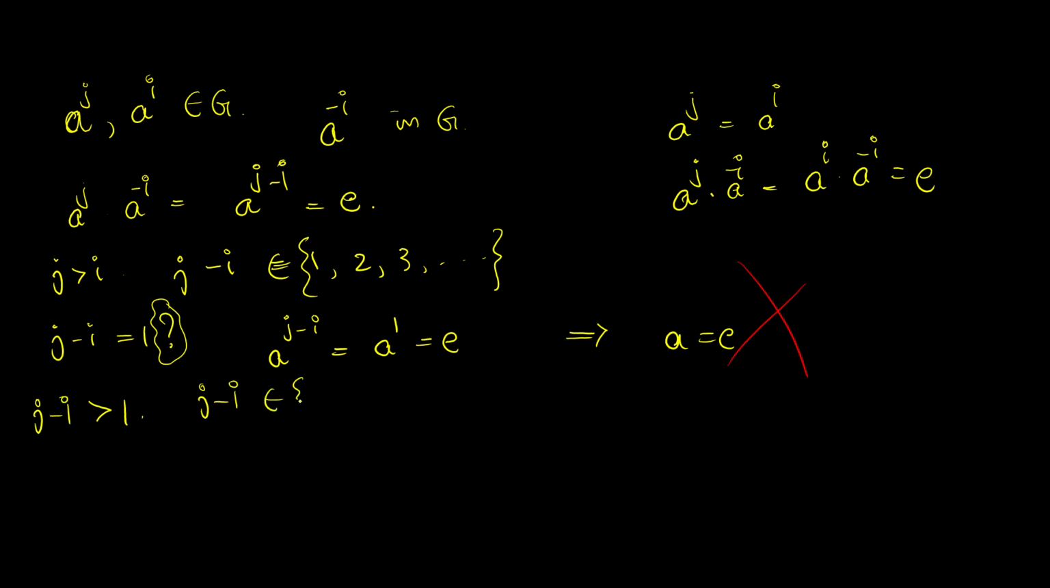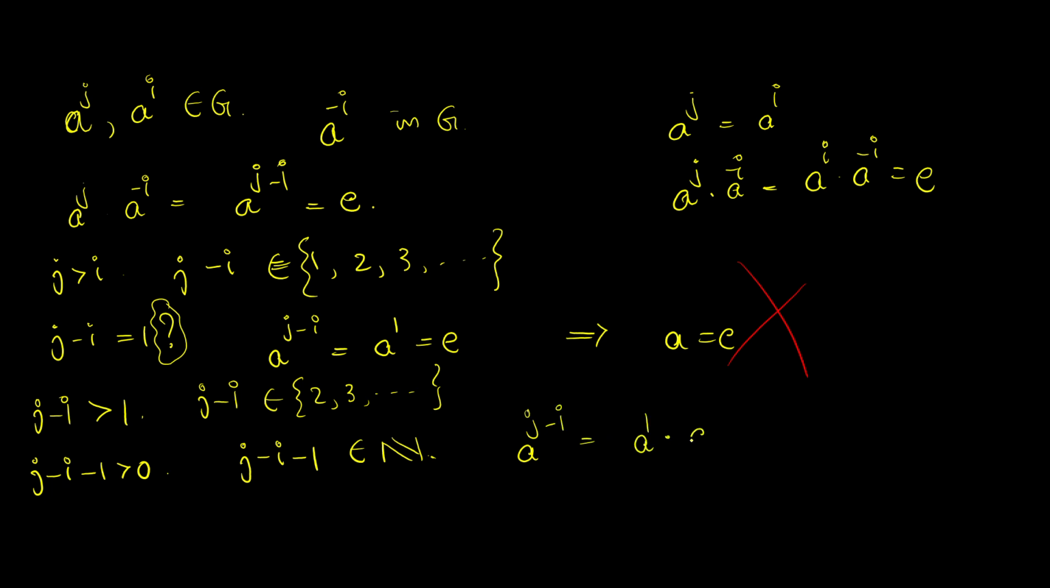So j minus i must be one of 2 or 3 or 4 or something like that. So we will have that j minus i is strictly greater than 1. So j minus i minus 1 will be strictly greater than 0. So we will have that j minus i minus 1 will be a natural number, correct? Because j minus i is like 2 or 3 or 4, so j minus i minus 1 will be 1 or 2 or 3 or something like that. So j minus i minus 1 must be a natural number. Okay, we note this. Now a^(j-i), we can write this as a^1 into a^(j-i-1), same thing.